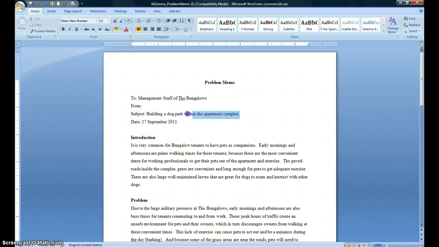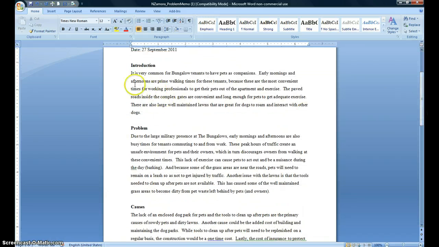The topic of this is building a dog park within an apartment complex, and this is the bungalows. I'm going to read through this and just give you my thoughts on how it works. It is very common for bungalow tenants to have pets as companions. Early mornings and afternoons are prime walking times for these tenants because these are the most convenient times for working professionals to get their pets out of the apartment and exercise. The paved roads inside the complex gates are convenient and long enough for pets to get adequate exercise. There are also large, well-maintained lawns that are great for dogs to roam and interact with other dogs.